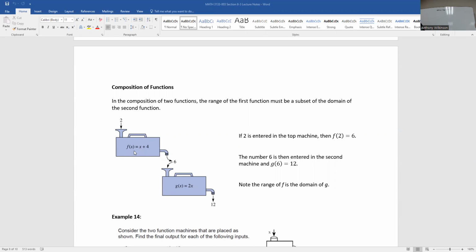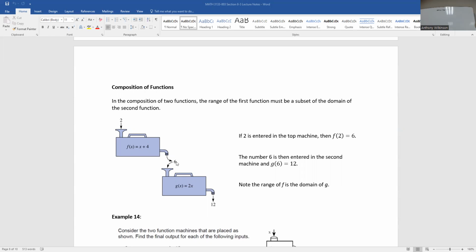So here you got two functions, f of x and g of x. And in this function machine that you see here, f of x is equal to x plus 4. And then the second one, g of x, is equal to 2 times x. So if we put 2 into the top machine, which is your f of x, then f of 2 would just be 2 plus 4, which is 6. So the output there would be 6.